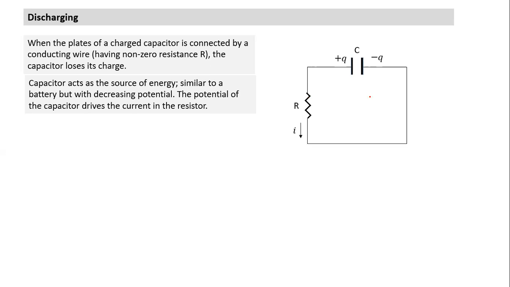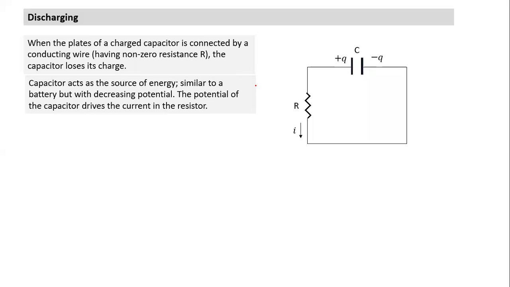What we're going to do today is something called discharging. Discharging is very similar, the only difference being that the battery is missing. Here there is a charged capacitor. The capacitor has initially been charged, with charge plus Q and minus Q, so the charge on the capacitor is Q.